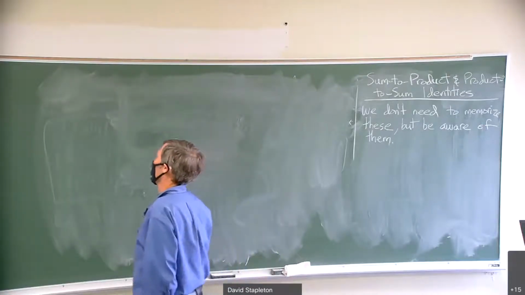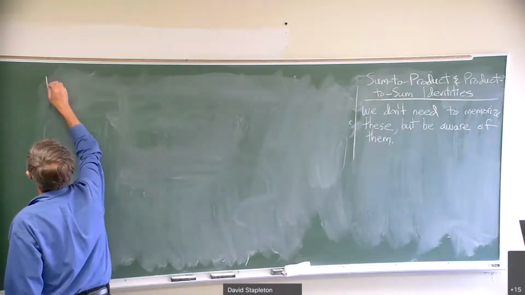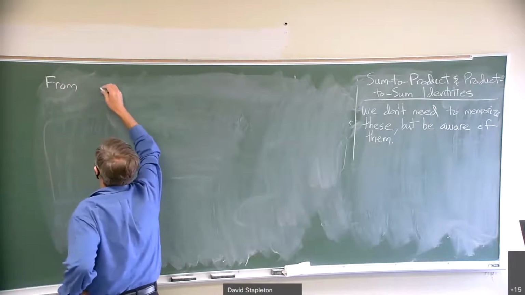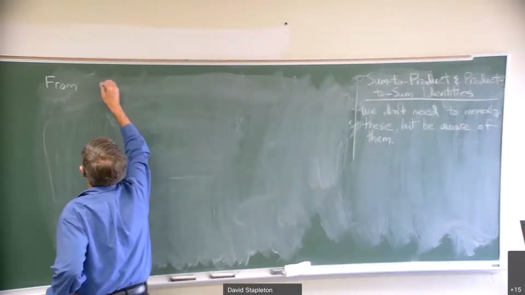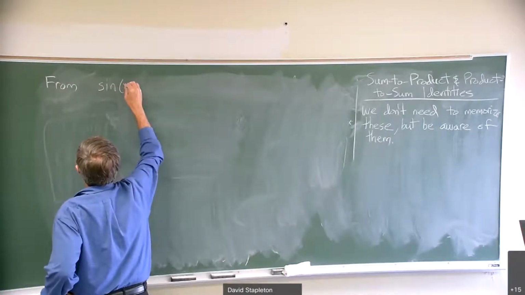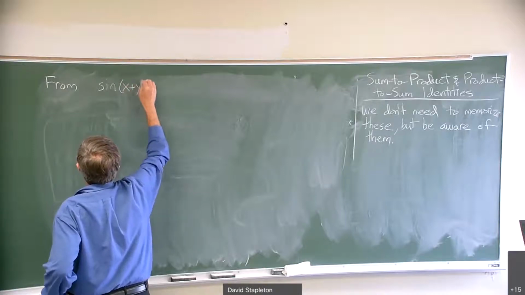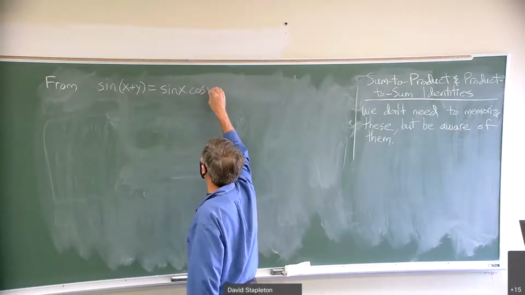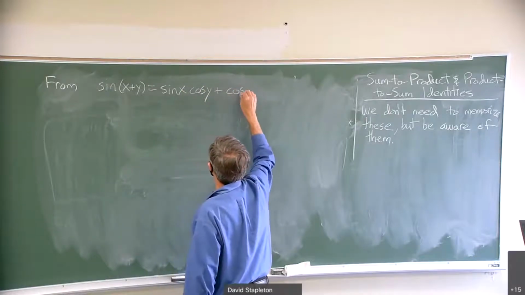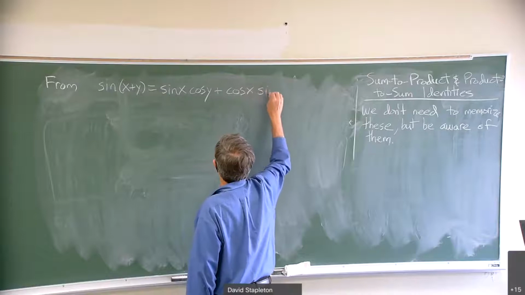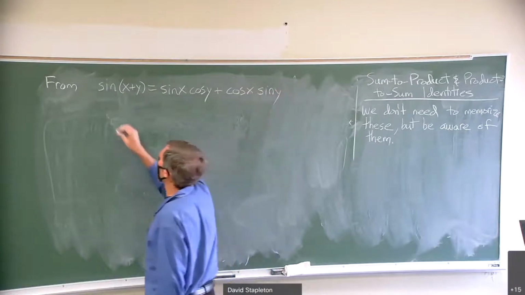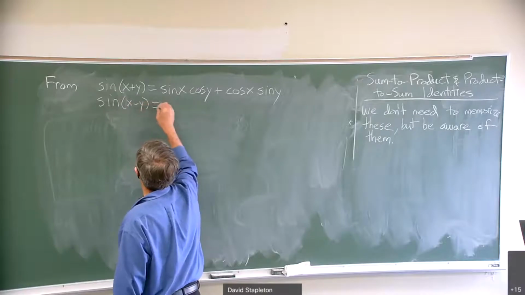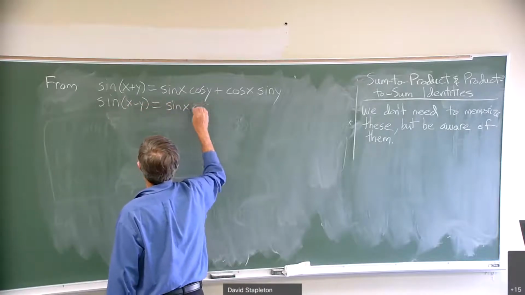So here's how we derive the first one from the identity that sine of x plus y equals sine cosine plus cosine sine. And the identity for sine of x minus y is sine cosine minus cosine sine.